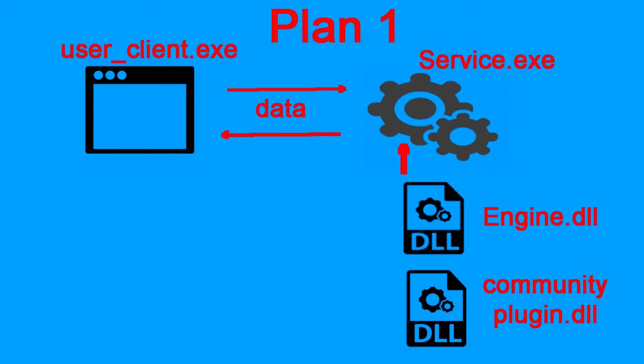So with the basics out of the way, this is plan one. We would write a client application, on your screen as user_client.exe, and we'd run a service. The service would be named, I don't know yet, it would just be named service.exe at the minute. We would then build an engine.dll, a dynamic link library, and we would have a community plugin which I would write, and you would simply download the compiled file.